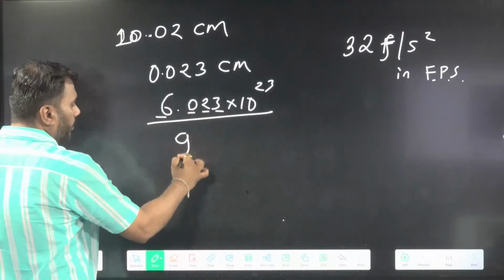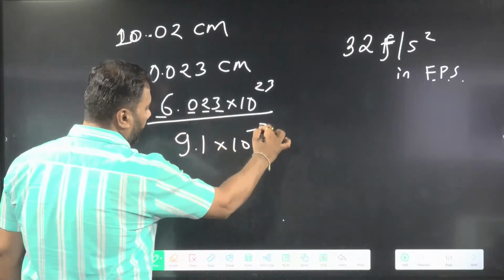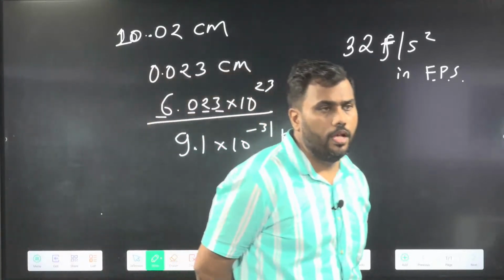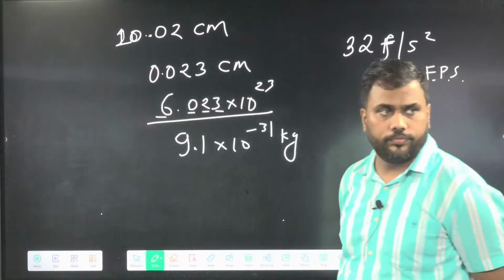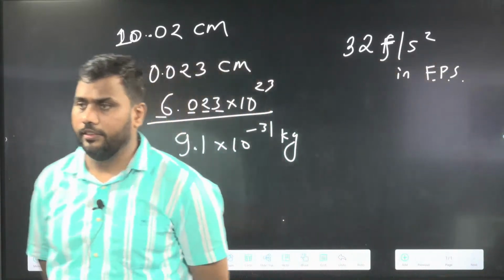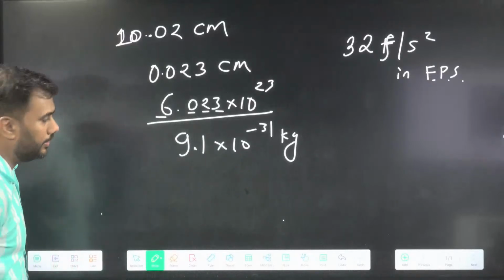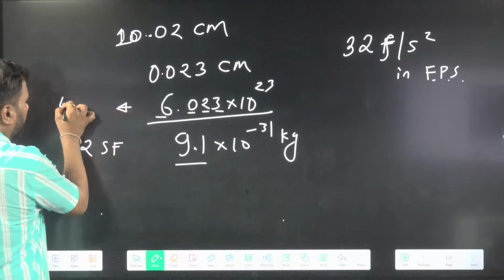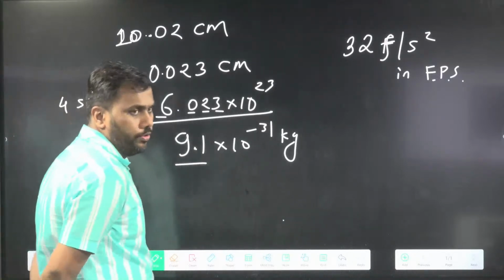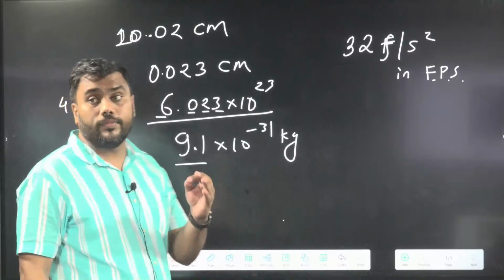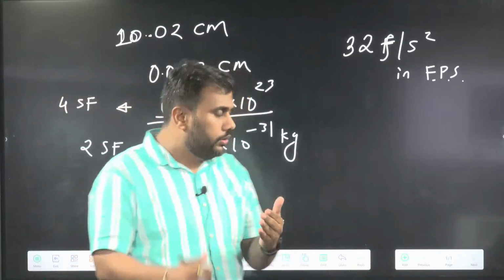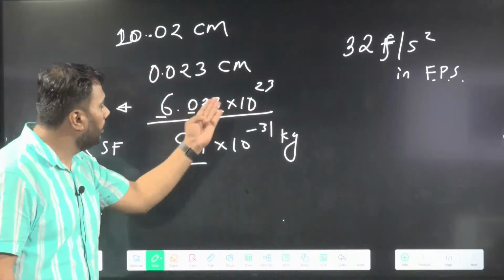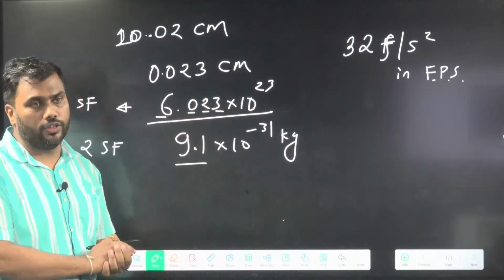Okay, let me give you one more example. 9.1 into 10 power minus 31 kg. How many significant digits are here? Very good, everyone is giving me correct answers. 2. This contains 2 significant figures. Whenever zeros are between non-zero digits, they are significant. All the non-zero digits are significant.